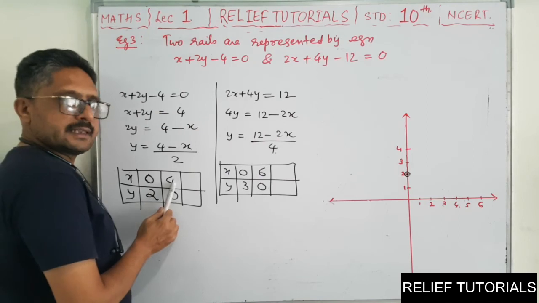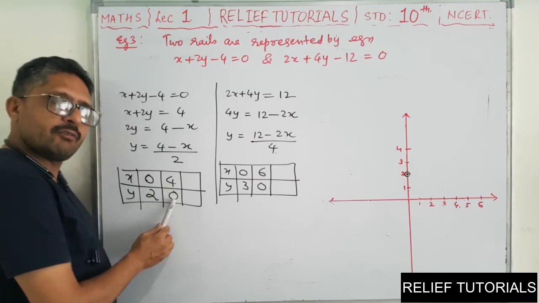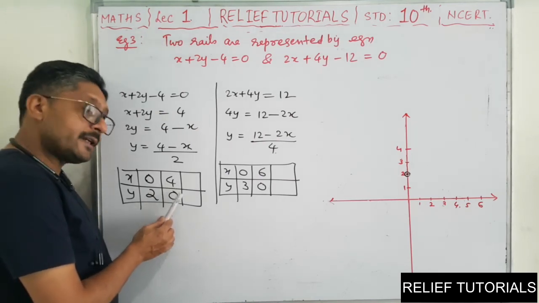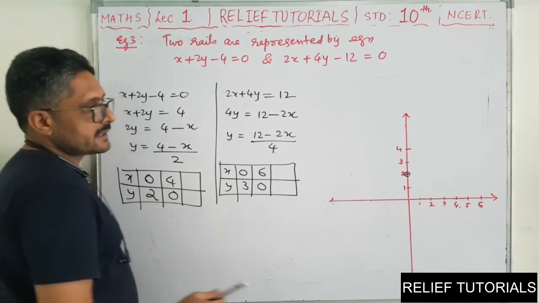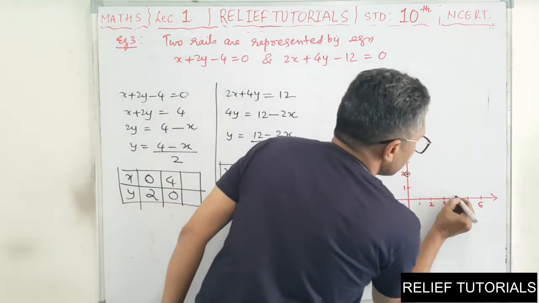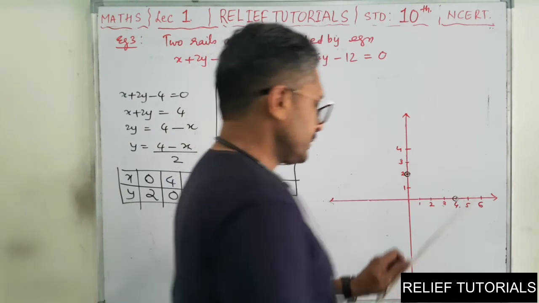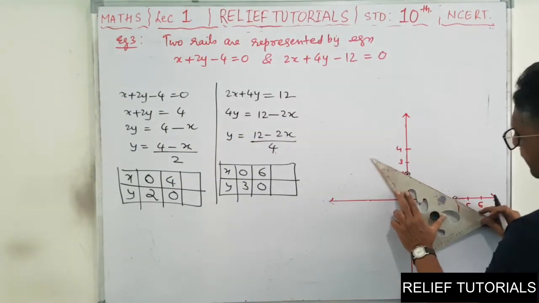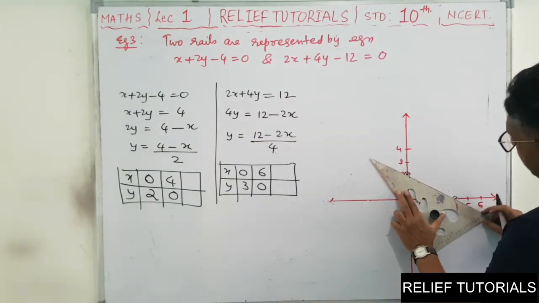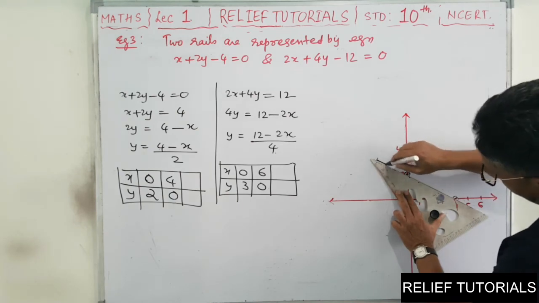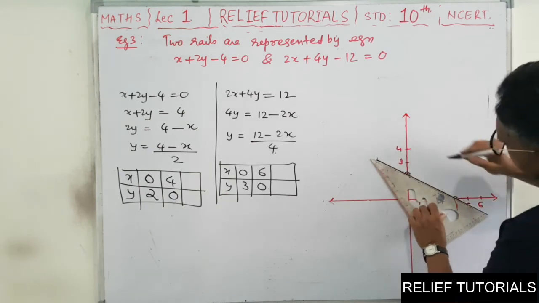Now this point. Which coordinate is 0? Y coordinate is 0. The point is on the x axis at 4. On the x axis at 4. So this line we got. We'll draw the line. So this is the line.